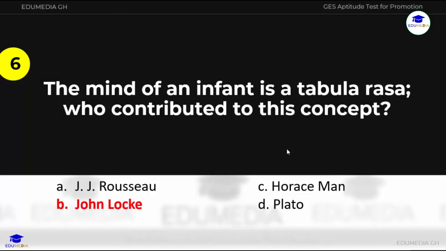John Locke. Now, John Locke is an English philosopher. He proposed that the mind of a newborn infant is a tabula rasa, or a blank slate, on which experience needs to be written.